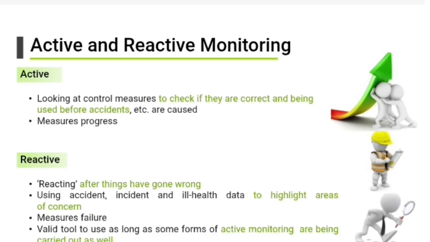On the other hand, the reactive monitoring phase involves responding after issues have already occurred. It relies on accident, incident, and health-related data to identify areas of concern, primarily focusing on measuring failures. While this method provides valuable insights, it is most effective when complemented by some form of active monitoring, to proactively prevent issues before they occur, creating a comprehensive approach to safety and risk management.